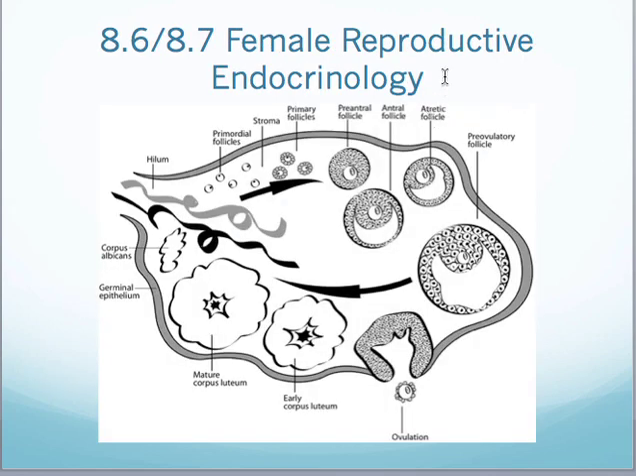So now we're going to switch gears and talk about the female reproductive endocrinology, making a note that you will get a full women's health unit in this course. So we're going to talk about the endocrine, but before we do that, we will review the development of the follicle and the production and release of the gametes in females.